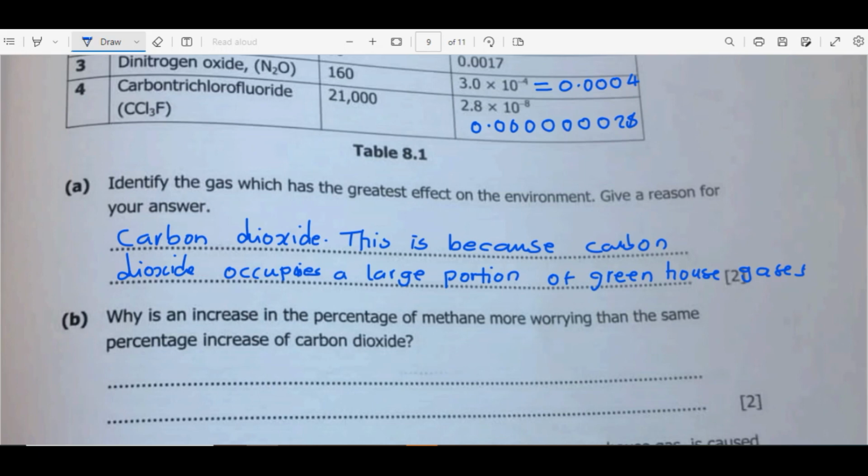Why is an increase in the percentage of methane more worrying than the same percentage increase of carbon dioxide? The reason behind this, we can say, the first one, methane is a dead fuel. Dead fuel, it means that it pollutes the environment. Then also during the complete combustion of methane, we are going to get carbon dioxide. So carbon dioxide can also be produced by methane during the complete combustion. Then the other thing is methane is a dead fuel.